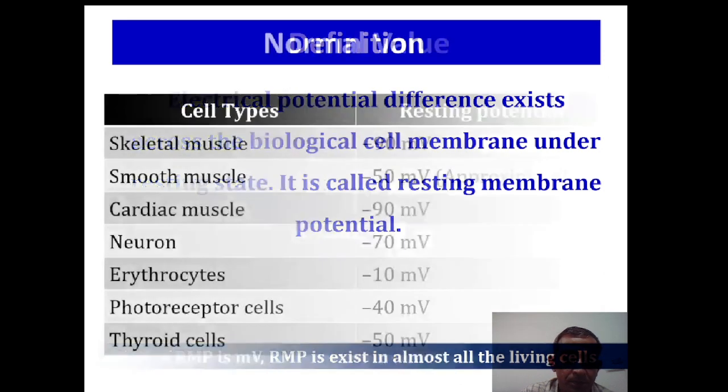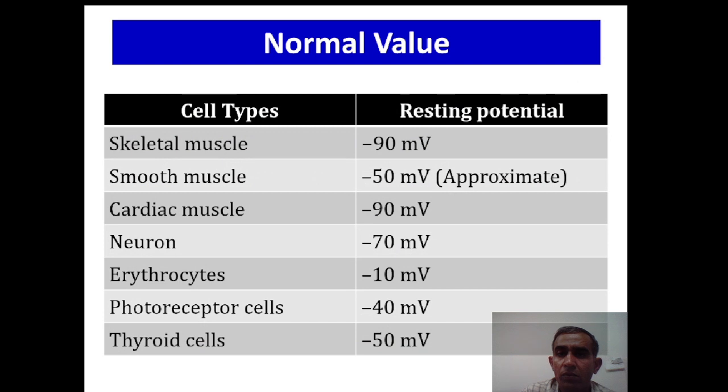And these are the normal value examples. In skeletal muscle it is minus 90 millivolt. In smooth muscle it is minus 50 millivolt. This is approximate, because the RMP in smooth muscle always fluctuates, it is not fixed. That is the reason it is approximate.